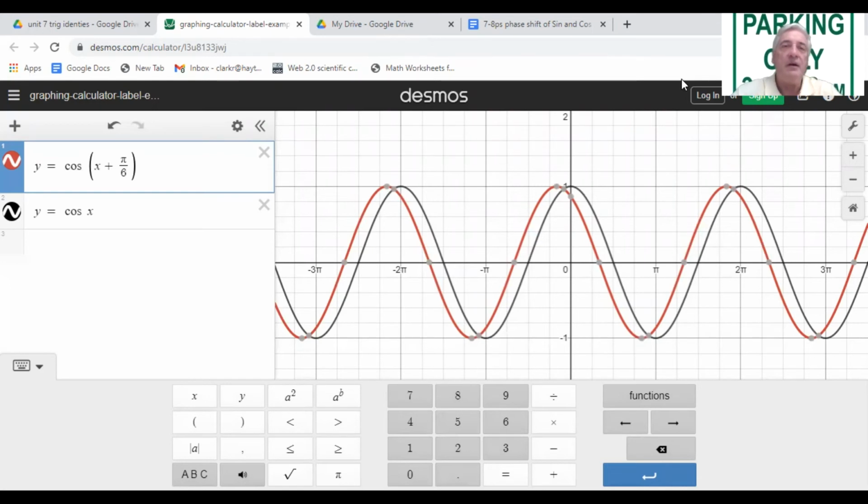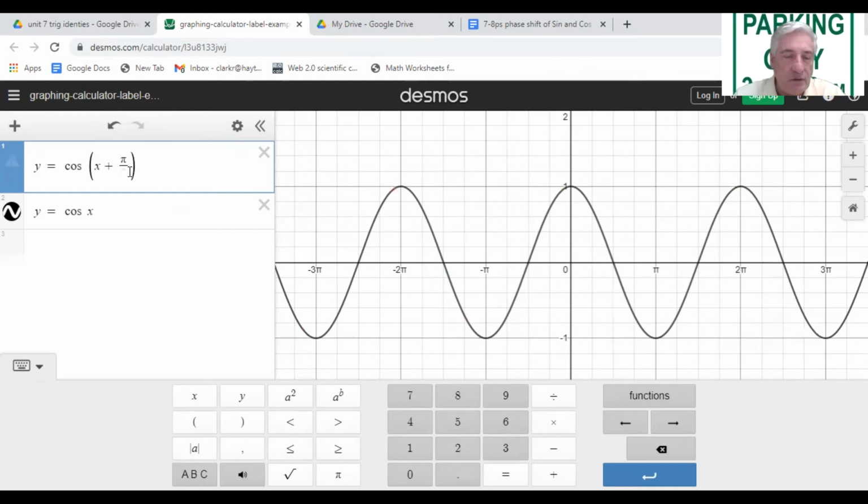What did I do? I took the regular cosine curve here and my new function in red. All I did was move it over 30 degrees. I moved it over 30 degrees. What happens if I move it over 90 degrees?